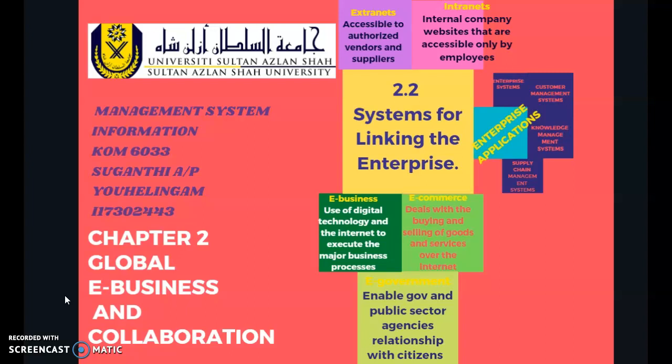Today I would like to present about systems for linking the enterprise, from Chapter 2, Global E-Business and Collaboration, in the subject Management Information Systems. Okay, if we observe, in some enterprises, a lack of proper coordination and integration seems to be a major issue which is worrying them. Getting all the different kinds of systems in a company to work together has proven a major challenge.